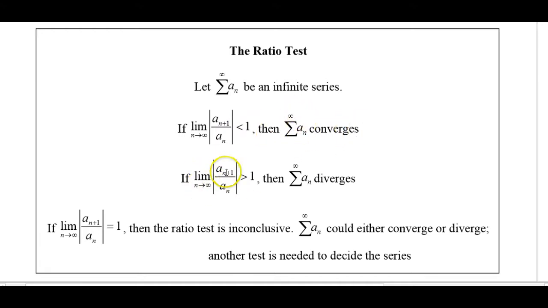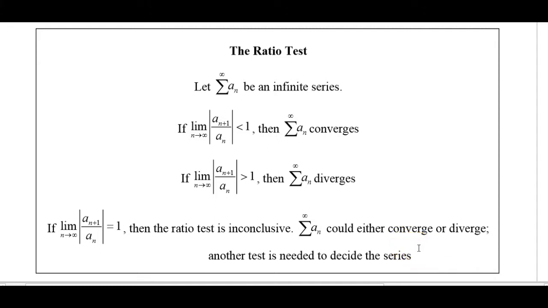But if the limit of this ratio, so the a sub n plus first term over the a sub nth term in absolute values, converges to a number greater than 1, then the series diverges. And if that limit converges to exactly 1, then the ratio test is inconclusive and doesn't tell us anything. The series could either converge or it could diverge. So that means we need to do more work and try another test to decide whether or not the series converges or diverges.